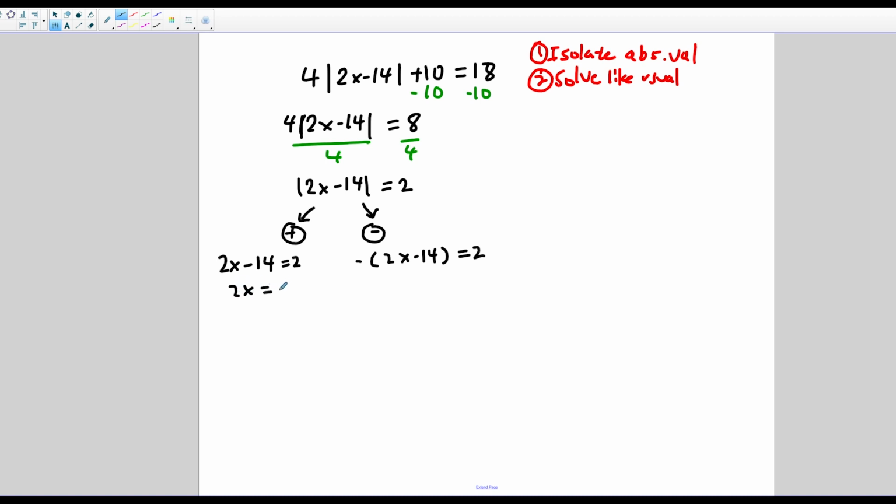So we'll have 2x is equal to 16. So I get x is equal to 8 as one of my solutions. For my negative case, I have negative 2x plus 14 is equal to 2. I'll have negative 2x is equal to negative 12. So I divide both sides by negative 2, and I get x is equal to 6. And if I were to verify these really quickly by plugging them back into the original, we would see that both solutions would work.